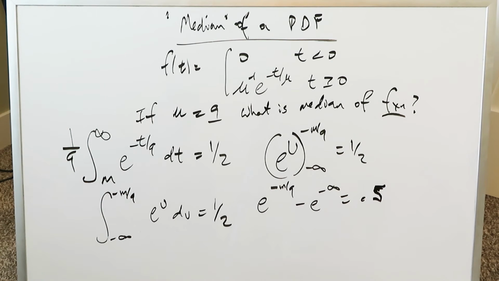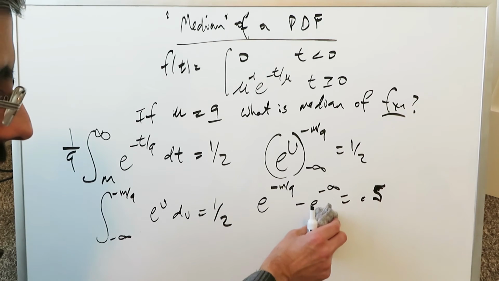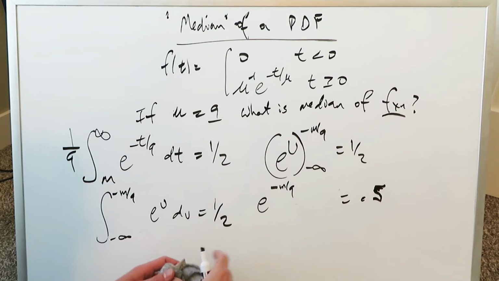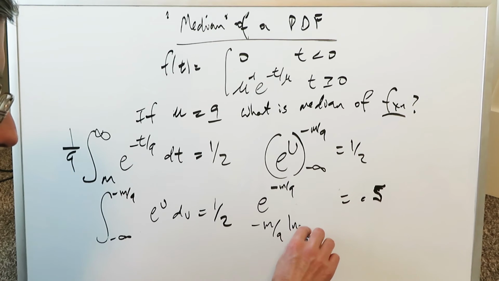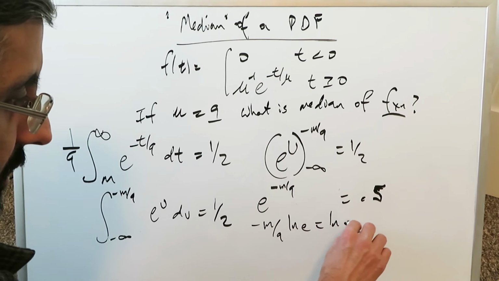You know e to the power of minus infinity is a 0 because you're looking at 1 over e to the infinity, which is really a 0, a numerically very small value. It's equal to 0, and you can just remove it. You can bring in the properties of logs. You have minus m over 9 natural log e is equal to natural log 0.5.